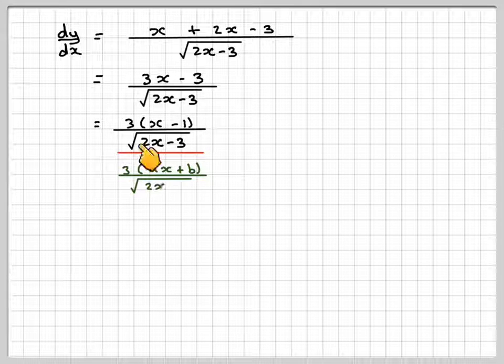Okay, and that now gives me the final answer, 3 times (x minus 1) over the square root of 2x minus 3. So we've got 3 now times (ax plus b), where a is going to be 1, and b is going to be minus 1, which are integers, over the square root of 2x minus 3. So we've got the answer in the right format.